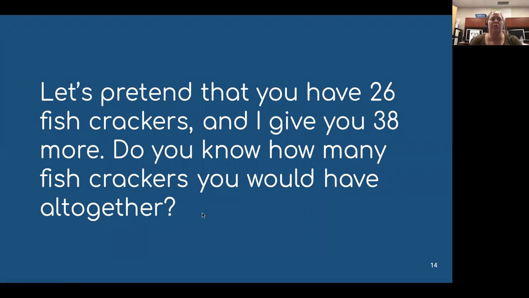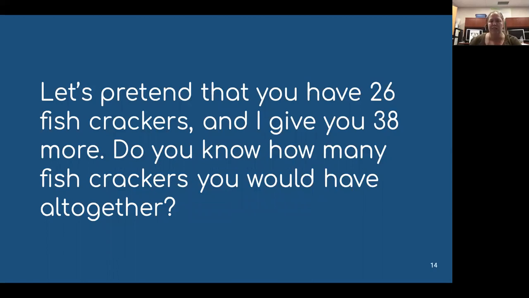And that will open the door to being able to solve bigger addition problems like double-digit addition problems. So for example, this problem, which is very similar to the one we just did, but with bigger numbers. So let's pretend that you have 26 fish crackers and I give you 38 more. Do you know how many fish crackers you would have altogether?